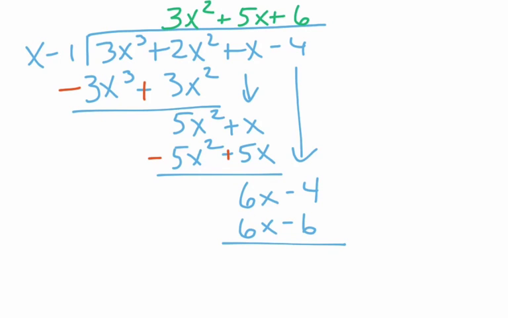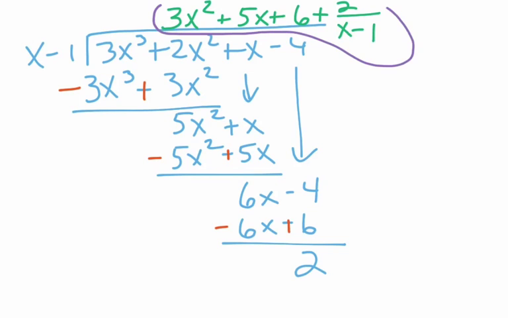And now I subtract 6x minus 6x, and then of course this is already negative, so when I go to subtract a negative, it becomes adding. 6x minus 6x is 0, negative 4 plus 6 is 2, and so I will have plus 2 over x minus 1. And this is, oh, I can't see what I'm doing. There we go. That is the answer. So that is a fun-ish process.